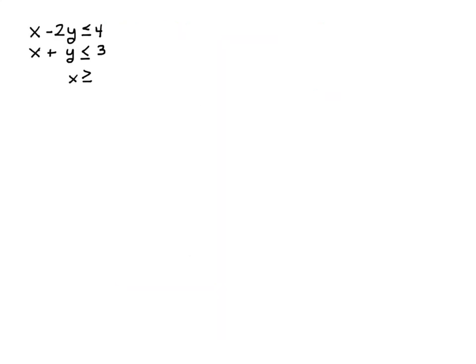All right, so let's take some lines that aren't necessarily horizontal or vertical lines. Here we have x minus 2y is less than or equal to 4, x plus y is less than 3, and x is greater than or equal to 0. Now, having more than two equations is of course possible, and it's common. Oftentimes you'll have equations that say x has to be positive.